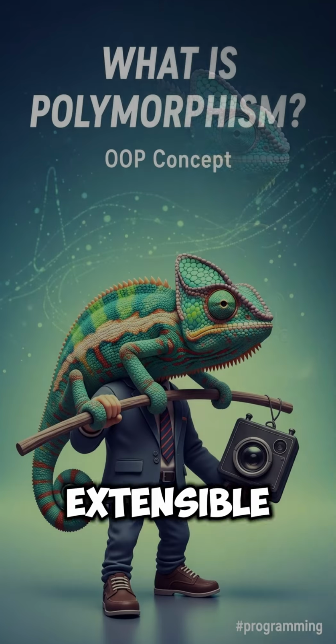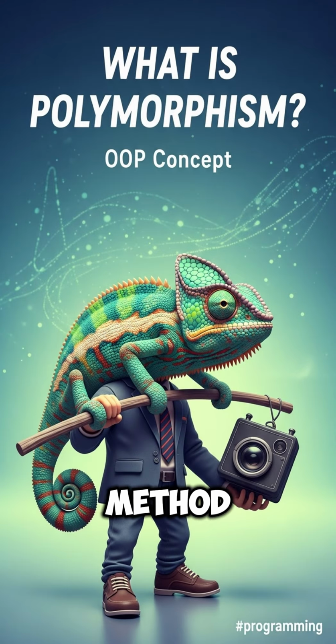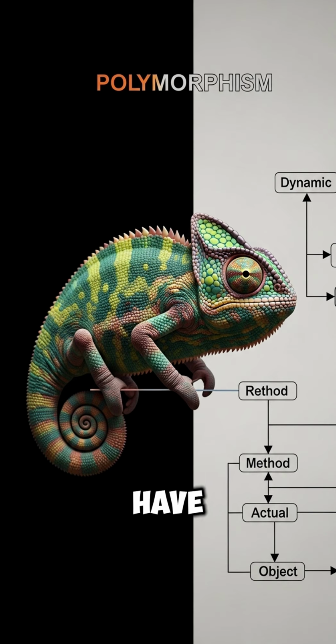Here's the beauty. Polymorphism makes your code extensible. Want to add a new payment method or weapon type? Just create a new class that implements the same method. You don't have to change your existing code. It already works with the interface.